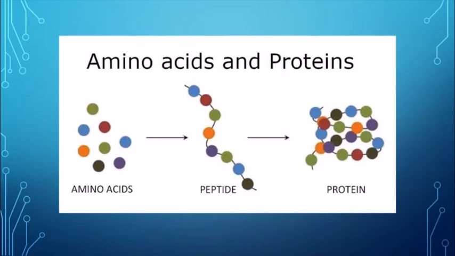Even proteins are a very important constituent of our body, and proteins are made up of what? Amino acids. Proteins are part of our body cells, and they are made up of amino acids. So amino acids combine together to form protein molecules.